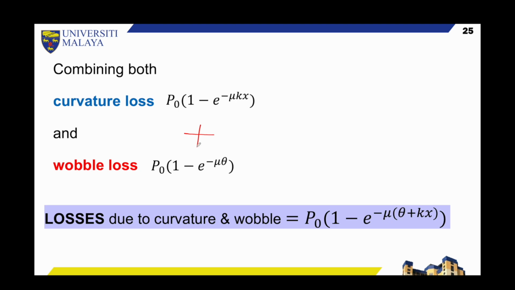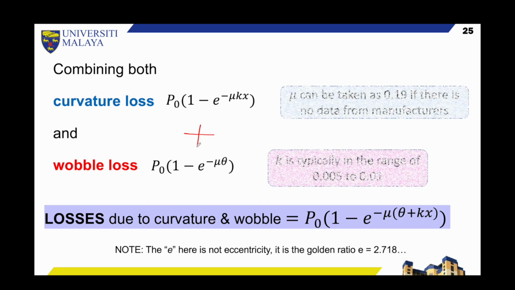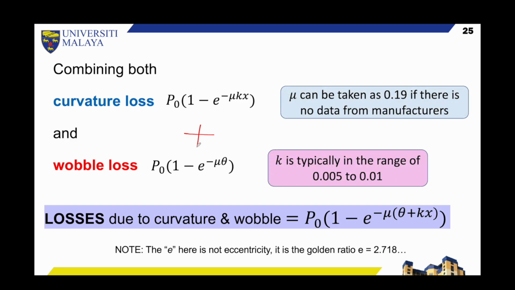And remember, E is not eccentricity, it is the number E, the golden ratio 2.718 dot dot dot. It's kind of like pi, it's a constant value, it never changes. If you look on your calculator, you'll find the value of E there as well. Remember, mu can be taken as 0.19 if you don't have any data from manufacturers. That's kind of like the default value. And K is in the range 0.005 to 0.1.